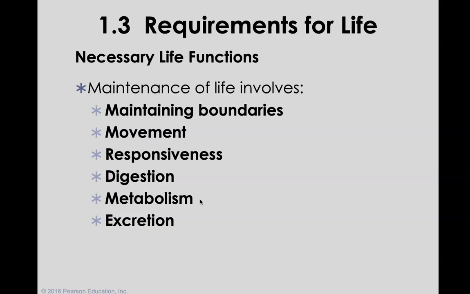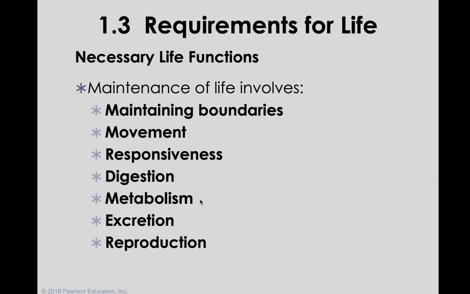So we'll remove things like urea, which is created from our breakdown of proteins. We'll do that through the urinary system. Again, carbon dioxide we've got to get rid of. Feces from the digestive system, our unabsorbed foods. So those are all good examples of why we need excretion.